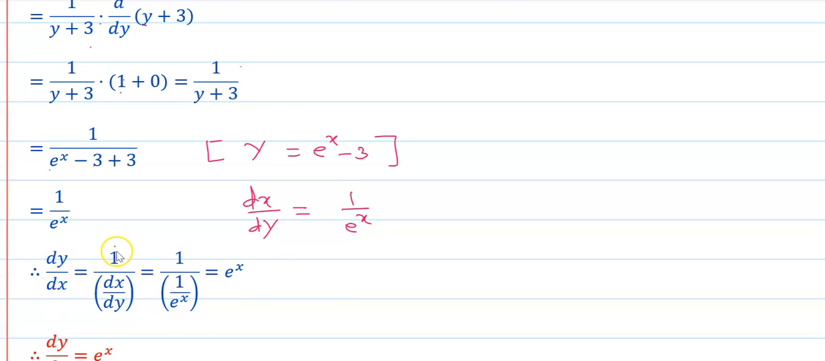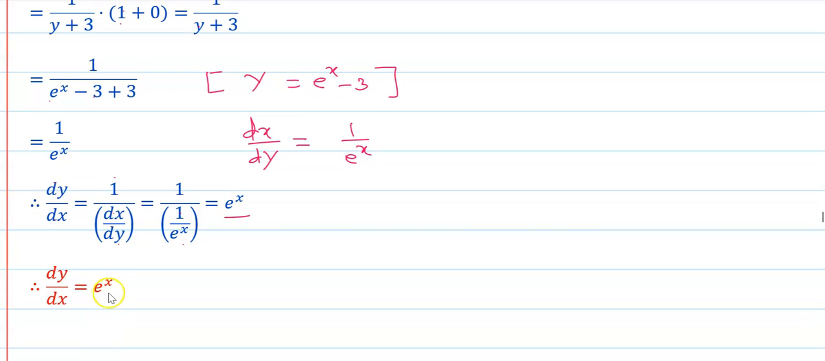Therefore, dy by dx is equal to 1 upon dx upon dy. dx upon dy is 1 upon e raised to x, and if you take the reciprocal, you will get e raised to x, and hence dy by dx is equal to e raised to x in this way.